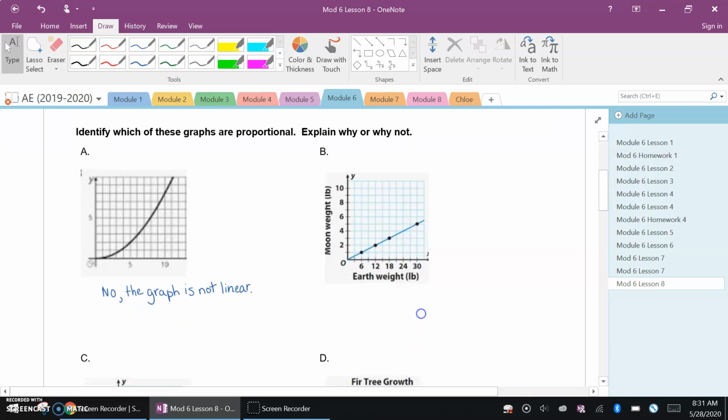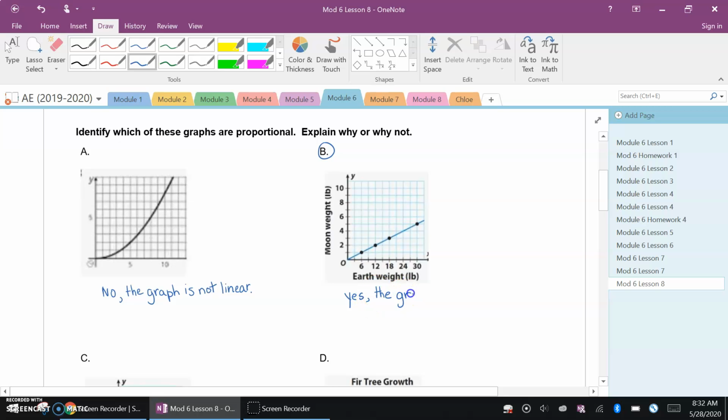On your quiz, this is going to look more like multiple choice, and it's going to ask you to select the one that is. So making sure when you're practicing that you know the two things that are required would be really helpful. So looking at B, it is linear, and it does start at the origin, so that means that this one is yes.